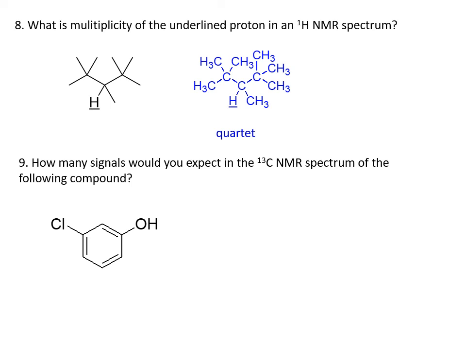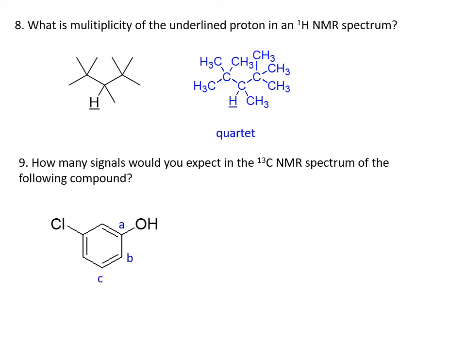And the final question, how many signals would you expect in the carbon-13 NMR spectrum of the following compound? In this case, you go around the benzene ring. That's the only place where we can find carbon atoms. And you consider the carbon attached to the hydroxyl group. That's unique. There are no such carbons in the ring. Then we have carbon B. That one is next to the hydroxyl group and in position 4, or directly across the ring from chlorine. Again, it's unique. There are no other carbons like that.